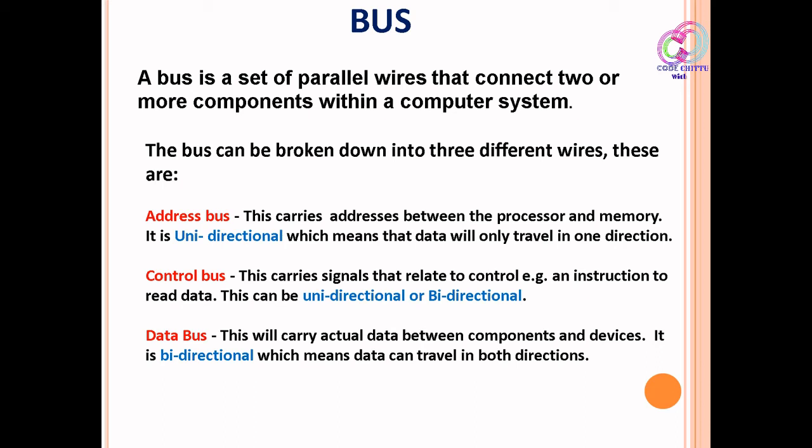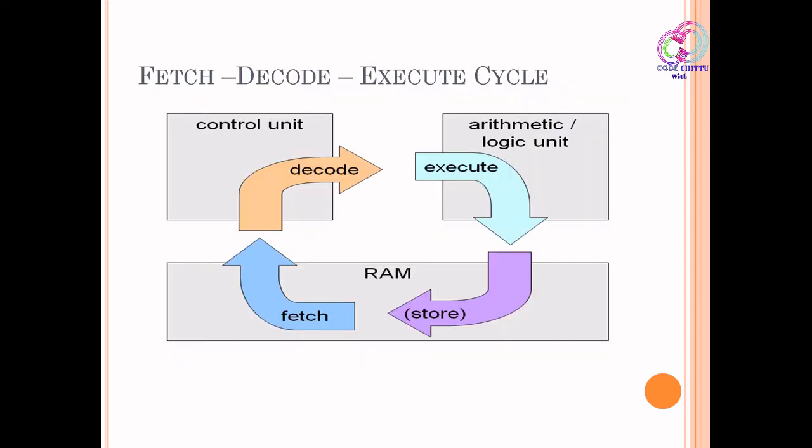And the data bus, like the address bus, is the bus in which data and instructions are transferred from one place to another place. This is always bidirectional, because from one place to another the data and instructions always have to be carried. So there are three buses: address bus, control bus, and data bus.